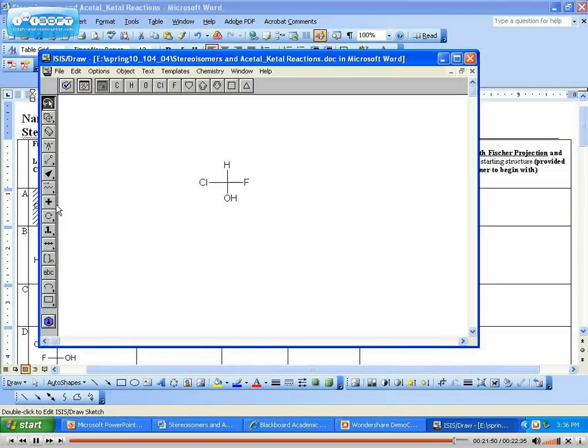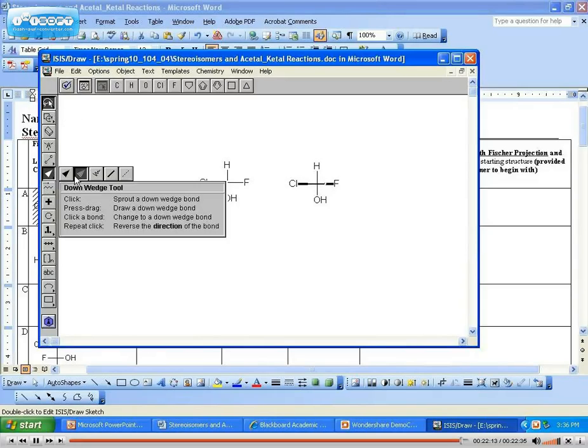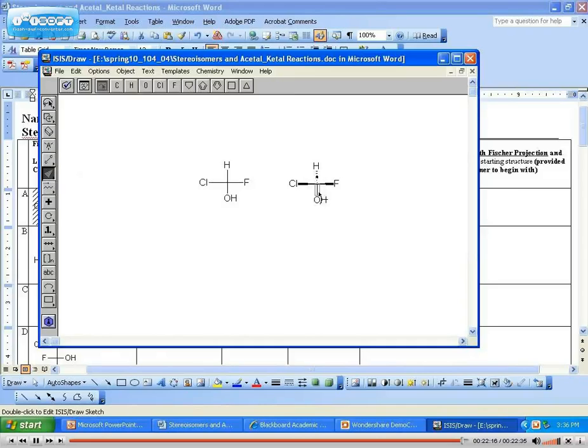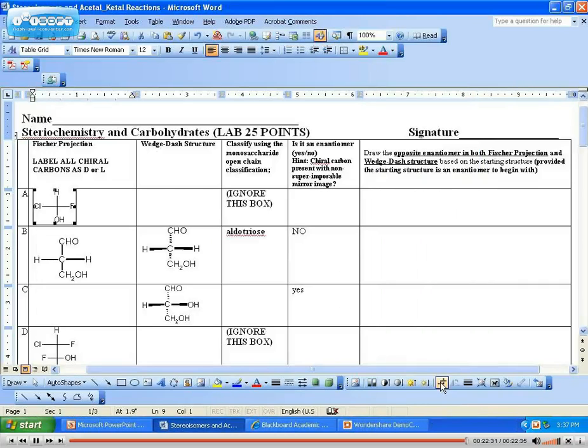Let's go ahead and do this top left one. We'll go from Fischer projection, and I'll draw the same molecule, only I'm going to turn it into a wedge-dash structure. So the horizontal are always going to be wedges. And the vertical will always be dashes. Voila. And this concludes this portion.